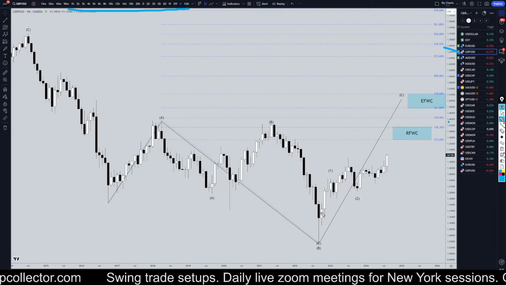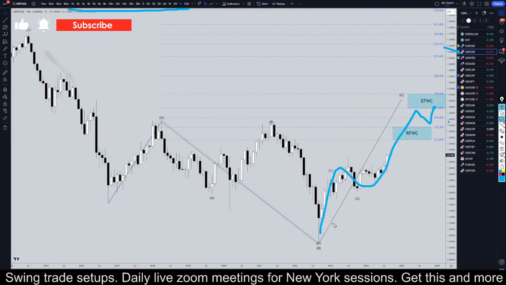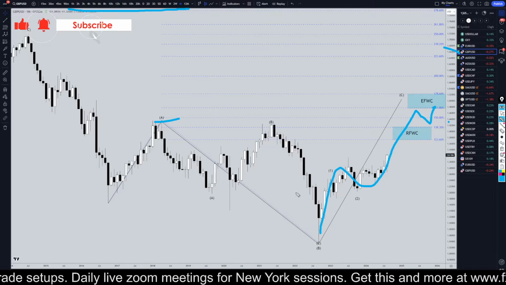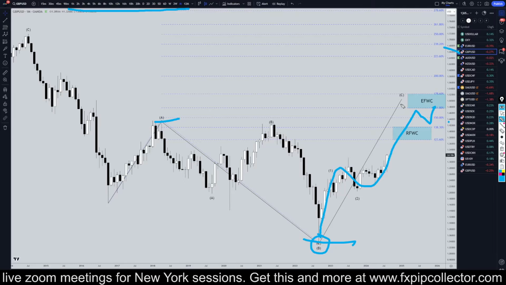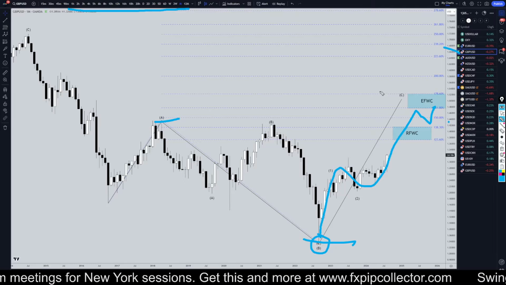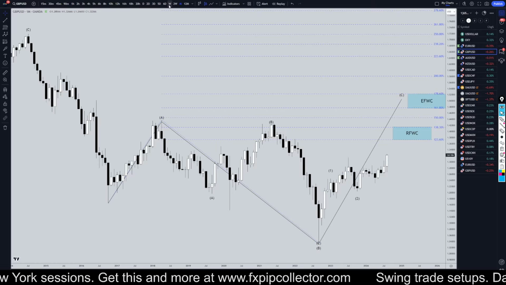So on the monthly, I'm definitely still looking at this as a 1, 2, 3 of an expanding flat wave C. I think this over here is the wave A. I think this is 3 waves down for the wave B, lower low wave B. I think now we're going to get a higher high wave C for the expanding flat wave C. But this is the monthly, so that's going to take a long time to play out.